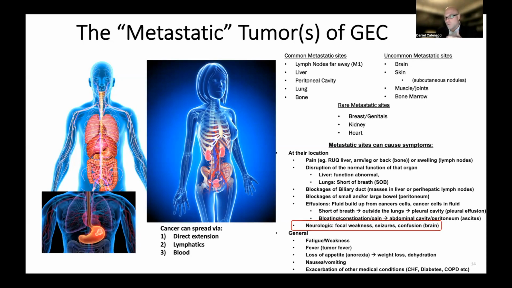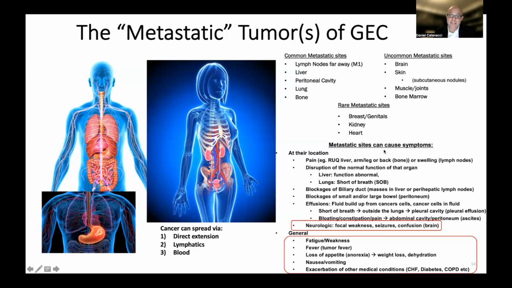And so usually can be differentiated from side effects from, say, neuropathy from the chemotherapy. But there are more general symptoms from metastatic disease, like fatigue, weakness, like fevers that are attributed to the tumor itself, like loss of appetite, weight loss, like nausea, vomiting, and an exacerbation of other medical conditions. Each of these can be caused from metastatic disease or from side effects from the actual treatment.